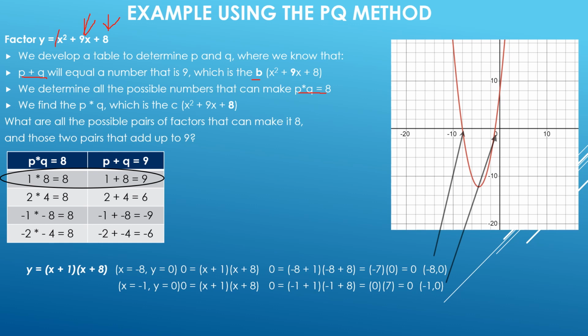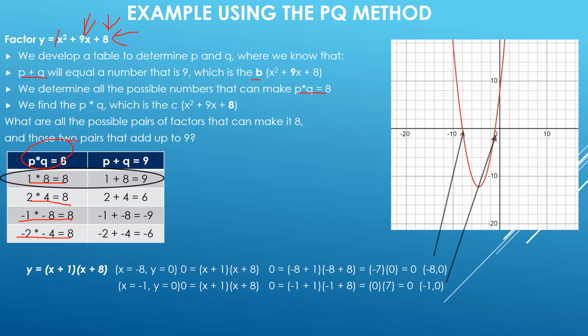I start with my p times q. I'm going to put in all the factors that give me 8 and multiply them together. 1 times 8 is 8. 2 times 4 is 8. Negative 1 times negative 8 is 8. And negative 2 times negative 4 equals 8. Now, these are all factors of 8, and that is where that c comes in.